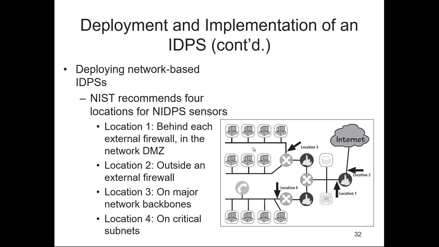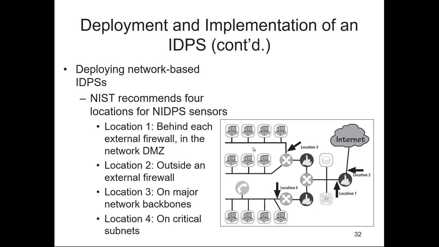Location number three, on major network backbones, where the IDPS monitors a large amount of network traffic, thus increasing its chances of spotting attacks. The IDPS detects unauthorized activity by authorized users within the organization's security perimeter.